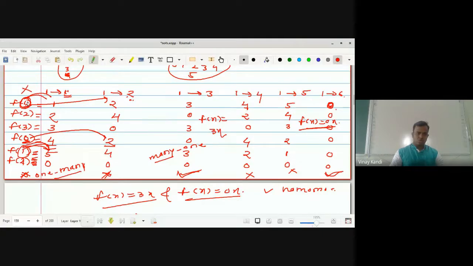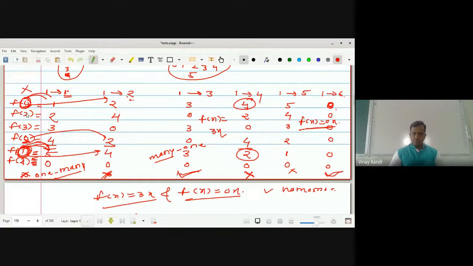Okay, 1 maps to 2 and 1 maps to 4. 1 has two images, 2 and 4, hence this is not a function. Now look at here: 1 maps to 4, and again this one maps to 2. So for the element 1 in the domain we get 2 images in the codomain, 4 and 2, hence this is not a function.